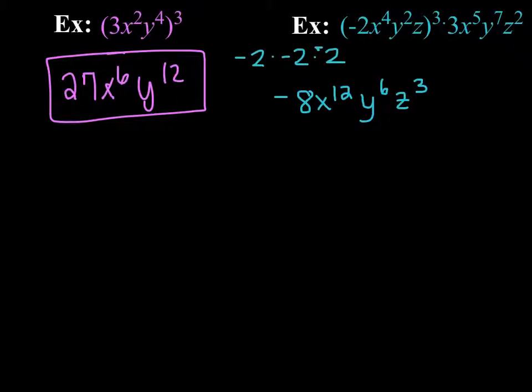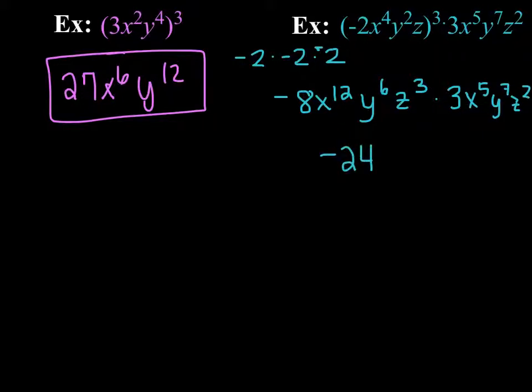And then my second expression, the 3x to the 5th, y to the 7th, z squared would just come down. And so now I have multiplication as my only operation here, and they're being multiplied, so I can multiply in any order that I want. So negative 8 times 3 would be negative 24.